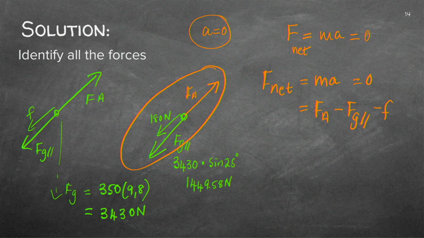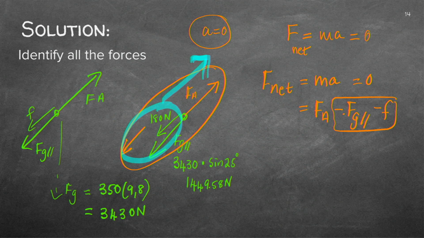Now, make sure that these two are the minus forces because they act in this direction. The applied force is obviously in that direction, so that force is greater than these two. So make sure that you do allocate the correct signs to them. We know this is going to be the one to calculate. I know that answer: 1449.58, and I have the frictional force, which is 180.